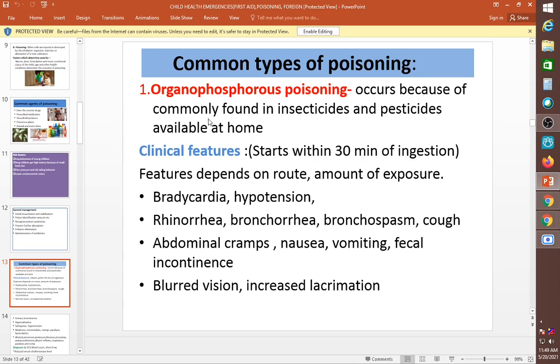So, organophosphorus poisoning is the first type of poisoning, and this compound is found in insecticides and pesticides available at home. We use Kala Hit and Lakshman Rekha for cockroaches and all. So all these things contain organophosphorus. And these are the symptoms.